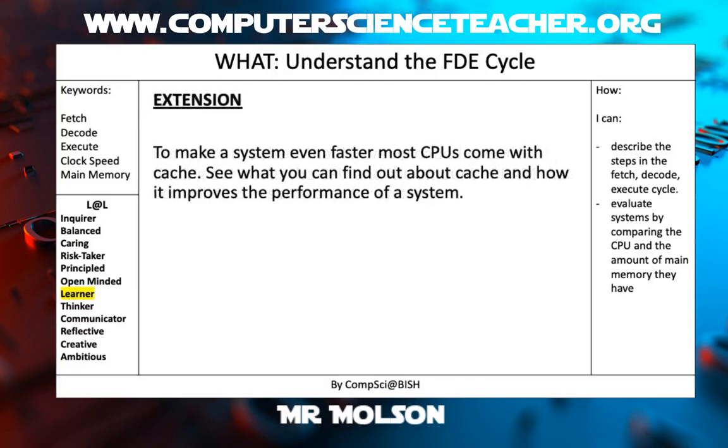So this is the extension activity for this week. To make a system even faster, most CPUs come with something called cache. For those people that have time to do the extension activity, what I want you to do is see what you can find out about cache, and I want you to be able to tell me what you can find out about how it improves the performance of a computer system.